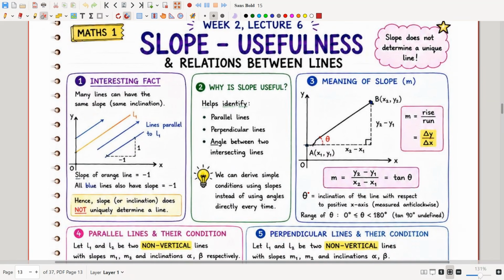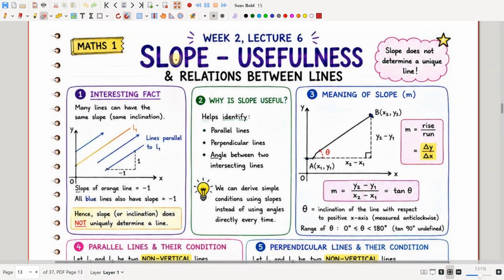Now we shall understand why slope is useful and how the relation between lines can be found simply using slopes. Slope does not determine a unique line. Now let's move on to slopes and their usefulness in the relationship of lines. Many lines can have the same slope.